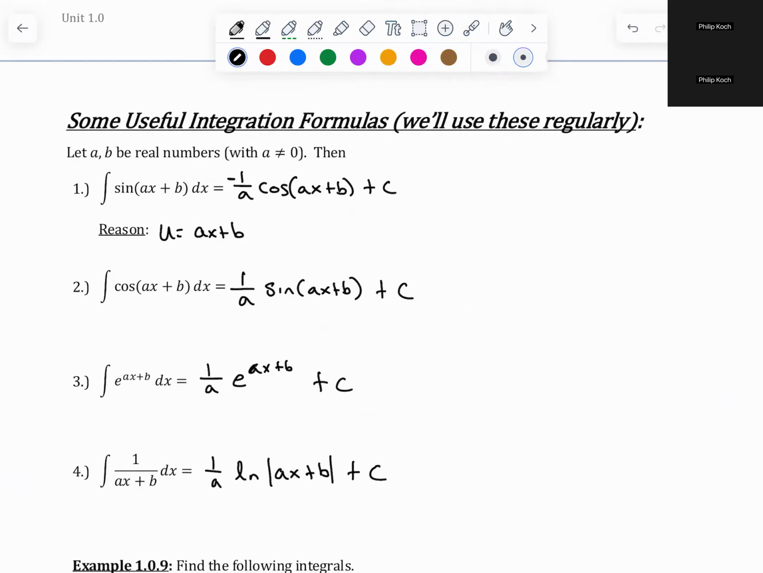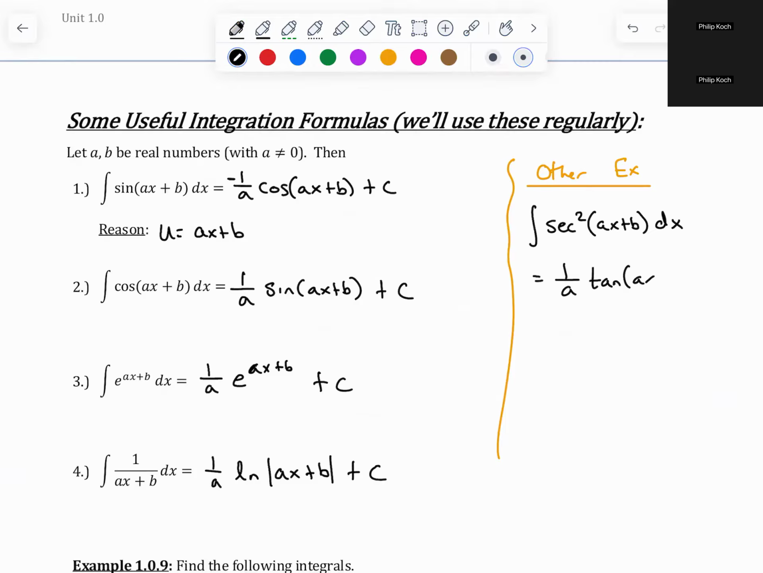And these can even be generalized even more. Other examples: the indefinite integral of secant squared of ax plus b dx is going to equal 1 over a tangent of ax plus b plus a constant c. Same idea, because the antiderivative of secant squared is tangent, because the derivative of tangent is secant squared, and so on and so forth. We can do this for a lot of different functions that we know of.